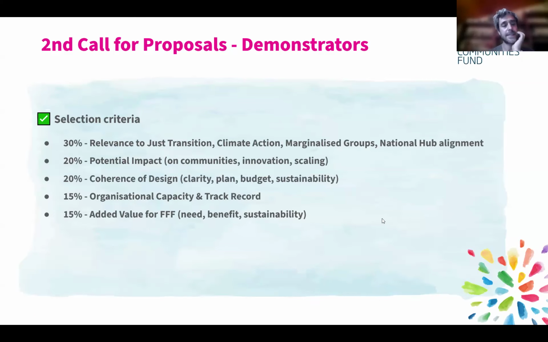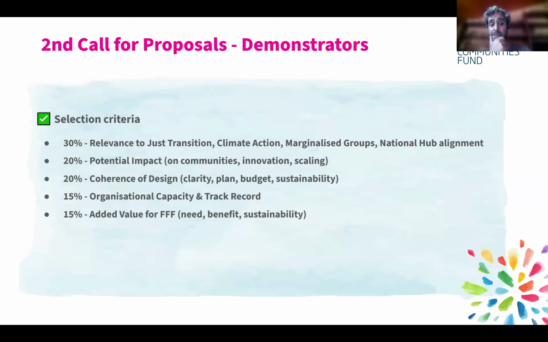With this, I think I will finish. The selection criteria. We may dive deeper if you want in the question afterwards, but this is also explained in more detail in the application, in the call for proposals. But here is the way in which we will evaluate.